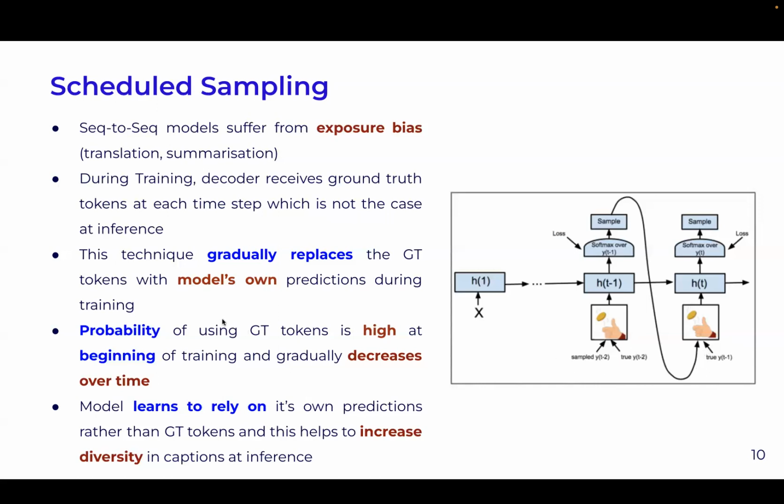This is not done 100% during the starting phase of training itself. It is gradually increased. It is something like a coin flip, as shown here. Maybe 50% of the time we use the ground truth token to calculate the loss, and 50% of the time we use the predicted or generated token to calculate the loss. This will increase the diversity in captions generated at inference, and the model will be able to generalize as well for unseen images.